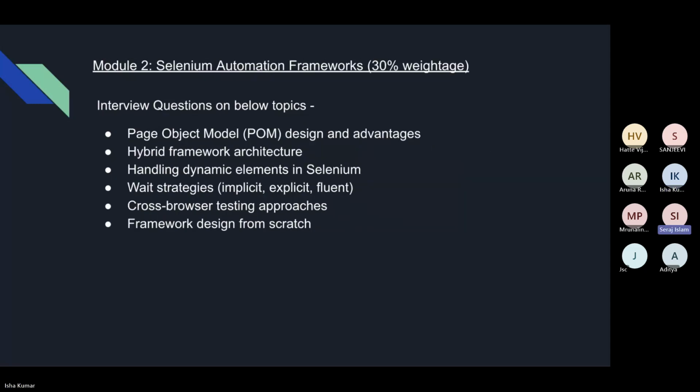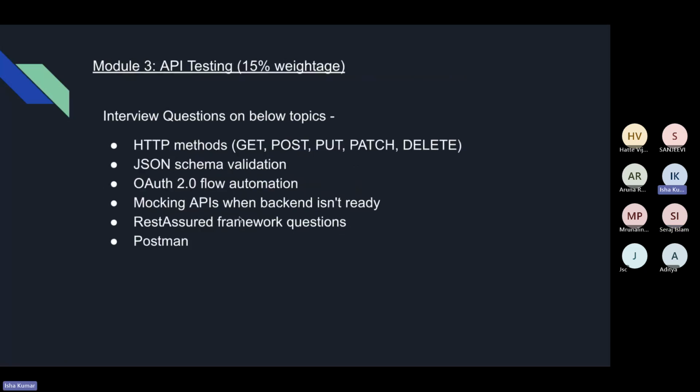Which module covers API testing? I think 3. Okay, 3. Here is the REST Assured framework, right? Yes, REST Assured and Java, we can automate the API, correct? Yes, correct.